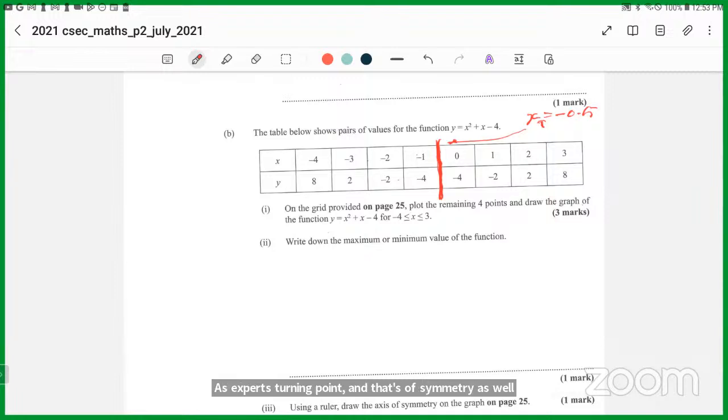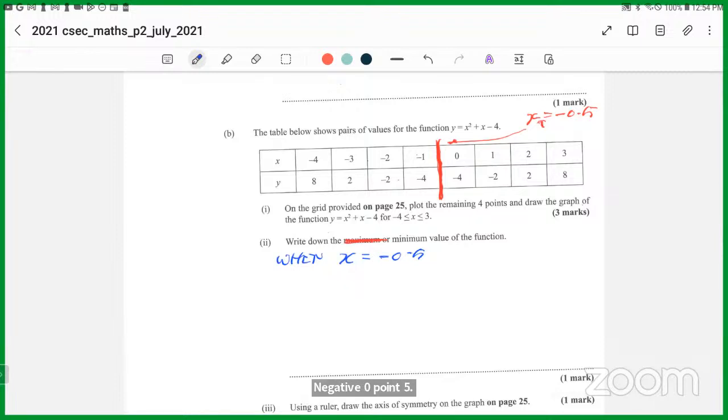x equals negative 0.5. Well, this one says we have to write down the maximum or minimum. So we know it's a minimum, so we're going to cross out this word maximum. We know it's a minimum, right? And basically, it is when x equals negative 0.5.